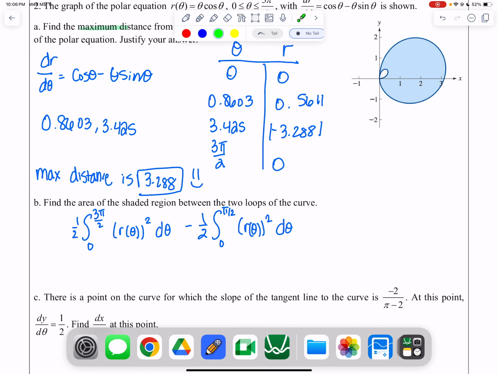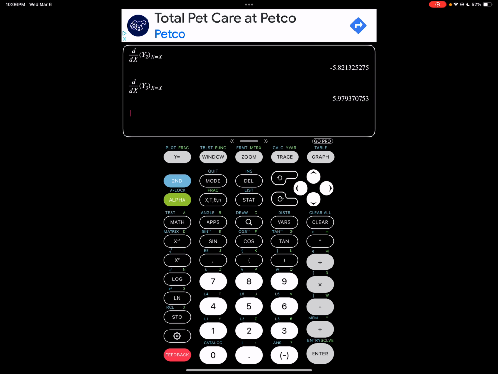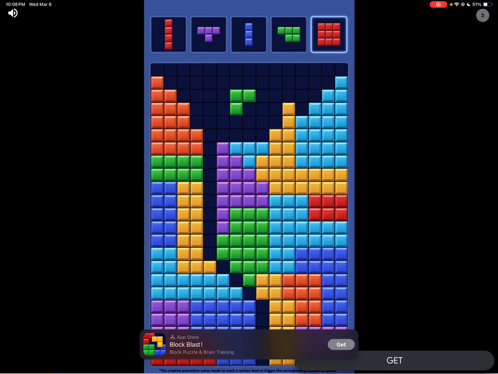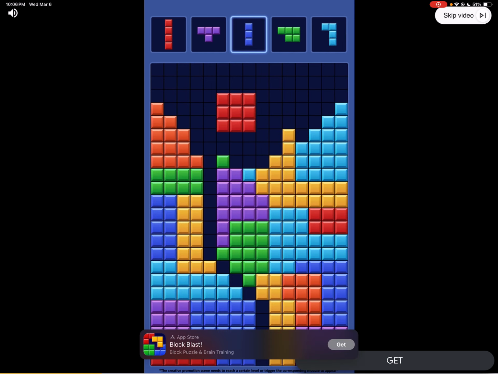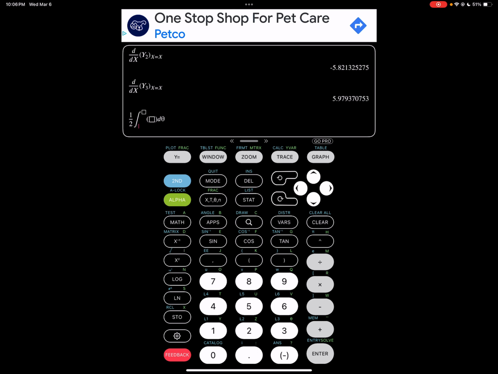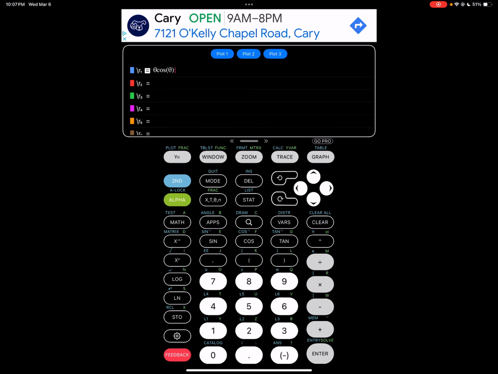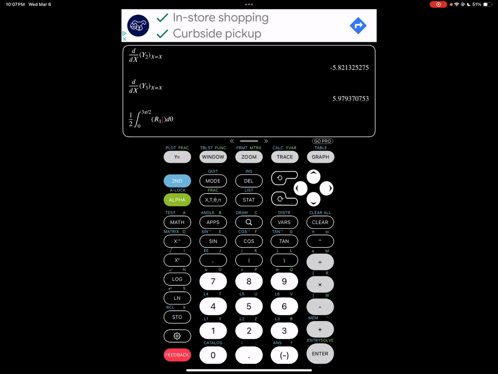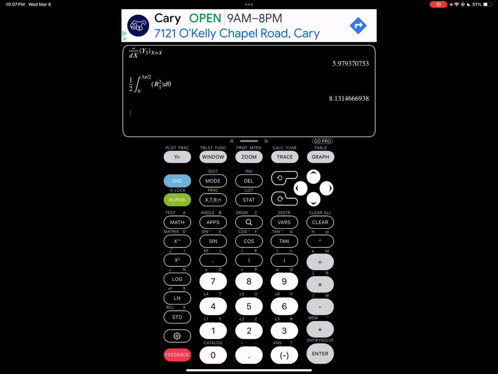So here, I'm going to have 1/2 the integral, oh my beta. We have 1/2, and then we go from 0 to 3 pi over 2. And then this is R1, so that's going to be R1 squared. And that's going to give us 8.13. So that's the first part. That's the whole area of my polar curve.